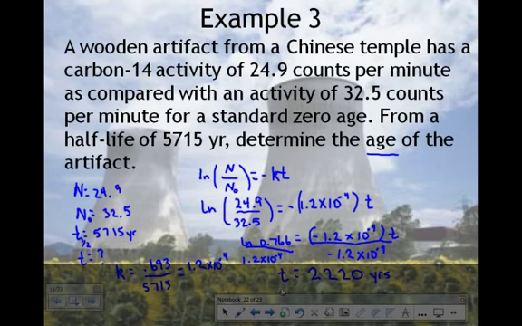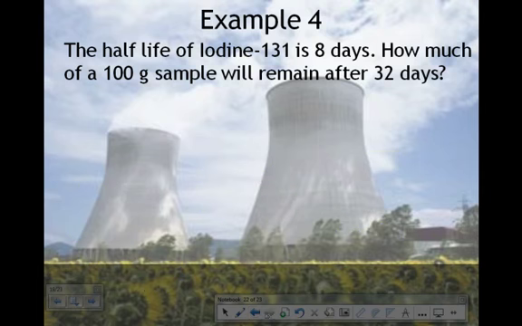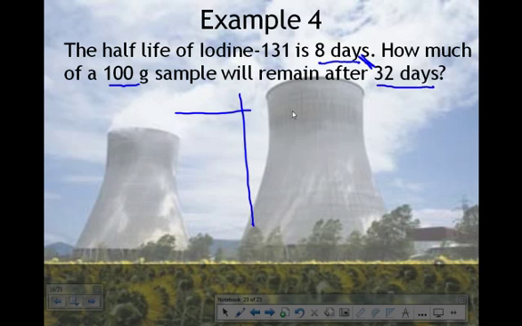So that is quite a long time ago, isn't it? 2,220 years ago. That's how long ago the tree died so that we could carve that wood into an artifact. Well, sometimes a half-life question is way easier, and I put this one on here just to show you an easy way. Notice, the half-life of iodine-131 is 8 days. How much of our 100-gram sample will remain after 32 days? Well, 8 goes into 32 evenly, so I'm going to show you a simple way to estimate this.